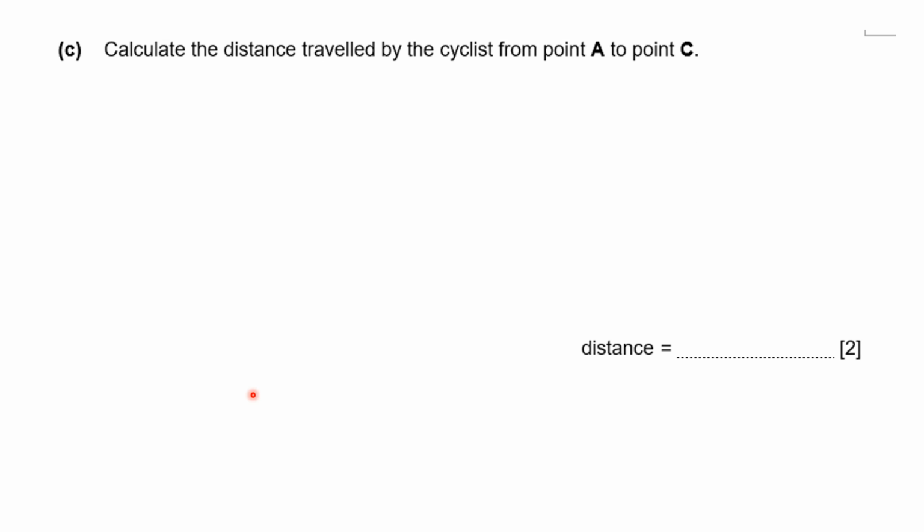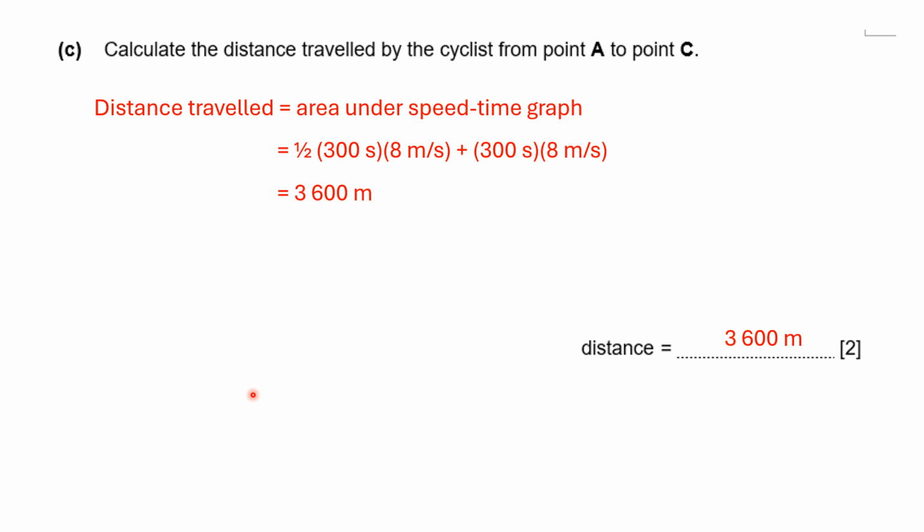Next, calculate the distance traveled by the cyclist. We need to remember that the distance traveled is the area under the speed time graph. So again, if you made that mistake of assuming that the units were in seconds, you would have gotten the wrong answer here. But using 300 seconds and calculating the area under the graph of this trapezium by breaking it up into a triangle over here and a rectangle over here will result in 3,600 meters or 3.6 kilometers traveled from point A to point C.